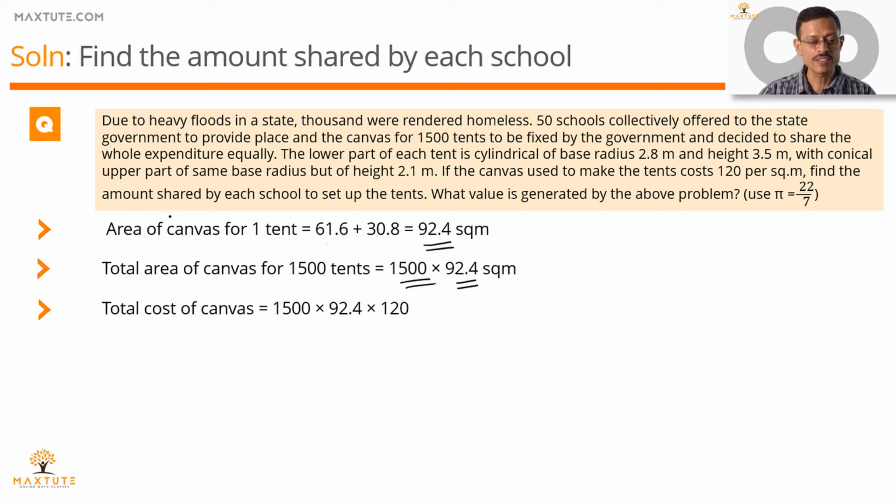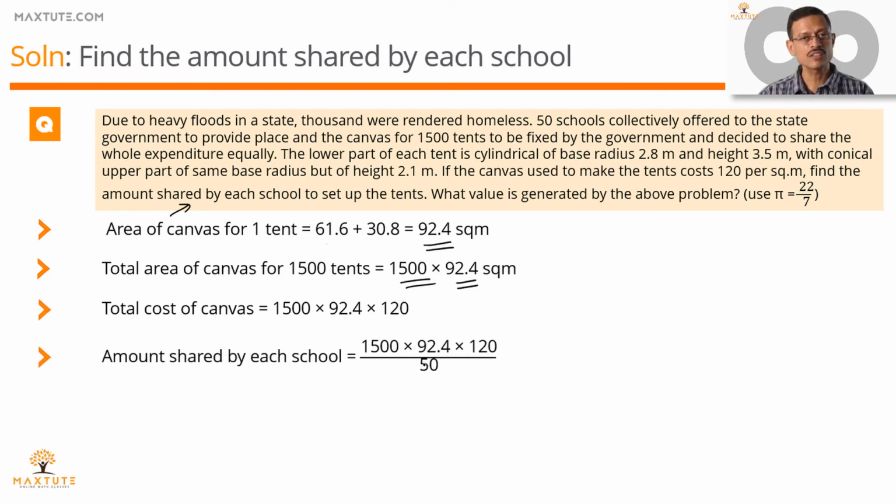What we need to find out is the amount shared by each school. There are 50 schools. So each school is going to take a 50th of this. So the cost that is going to be shared by each school is 1500 into 92.4 into 120 divided by 50. Cancel this with this as a 30. 30 into 92.4. Think of it as 3 into 924. 3 into 900 is 2700. 3 into 24 is 72. So 30 into 92.4 is 2772.